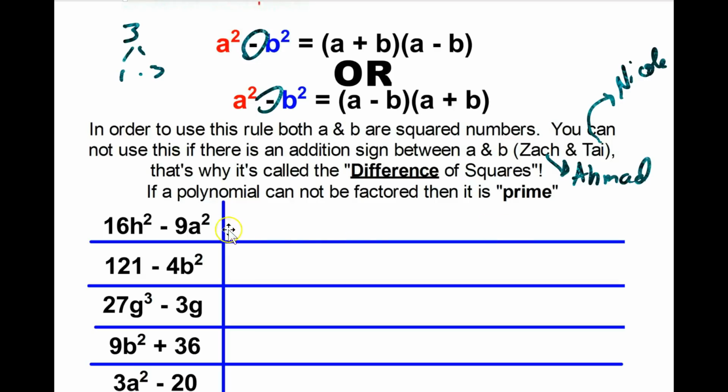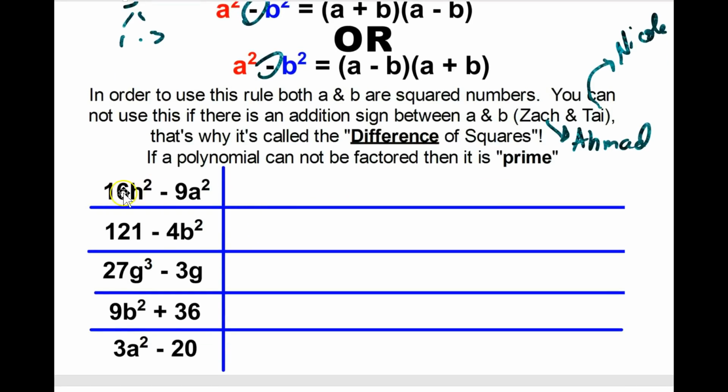All right, so the first thing we ask ourselves, can we find a GCF between 16h squared and minus 9a squared? No. Is this the difference of squares? Well, yes, it is, because 16 is 4 squared, h squared is h squared, 9 is 3 squared, and a squared is a squared. So this is the difference of squares. So we end up getting 4h plus, again, order doesn't matter, I just do addition first, 3a, and then 4h minus 3a.